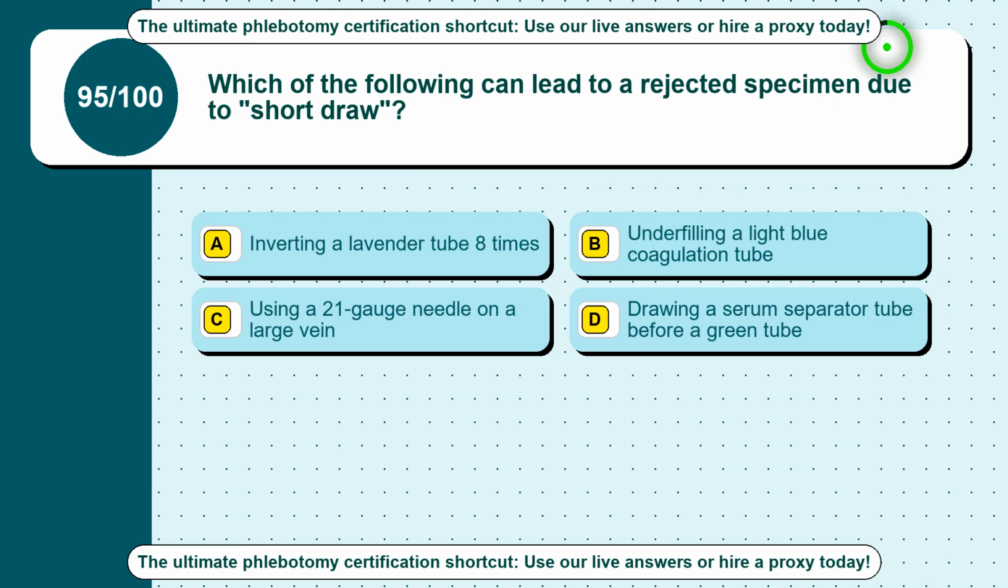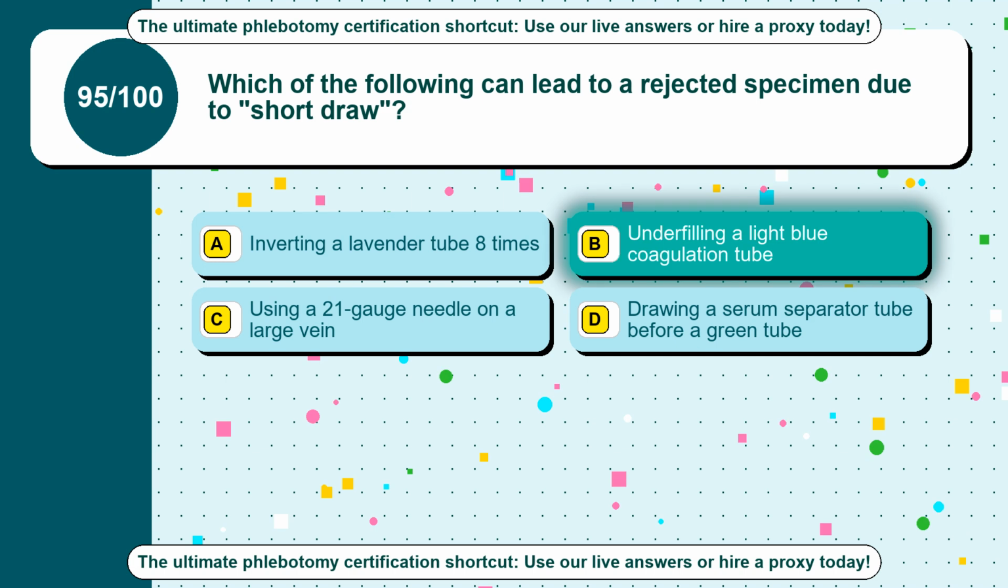Question 95. Which of the following can lead to a rejected specimen due to short draw? Option A, inverting a lavender tube 8 times. Option B, underfilling a light blue coagulation tube. Option C, using a 21-gauge needle on a large vein. Option D, drawing a serum separator tube before a green tube. The correct answer is option B.